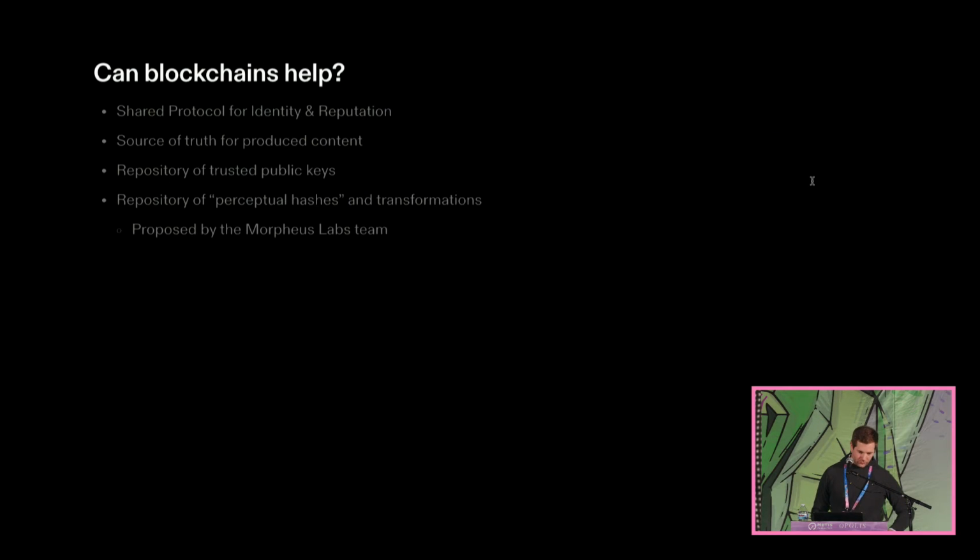And then finally, can blockchains help with this? I think the answer is yes. I think blockchains serve as a great shared protocol source. As I talked about before, Facebook has their own platform for doing this, but it's very hard if you're an individual content creator to use that platform. If we could have a shared protocol for identity, reputation, content provenance, and we could use that as a source of truth, I think it would be a better tool in general than one centralized system for this.